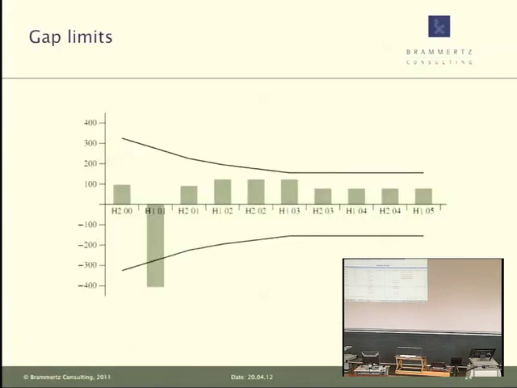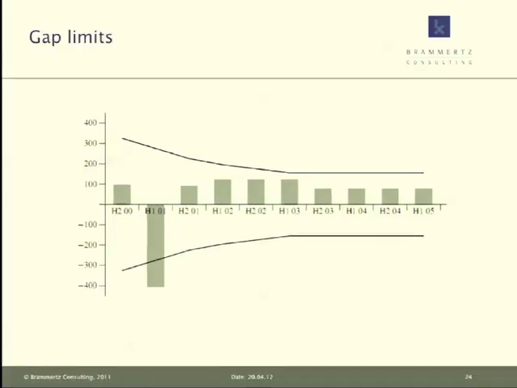So that's a classical gap limit. The gap limit shows you how sensitive you are to each of these risk factors. That can be positive or negative, so it depends whether you are sensitive to upward or downward shifts. That is what it's saying.